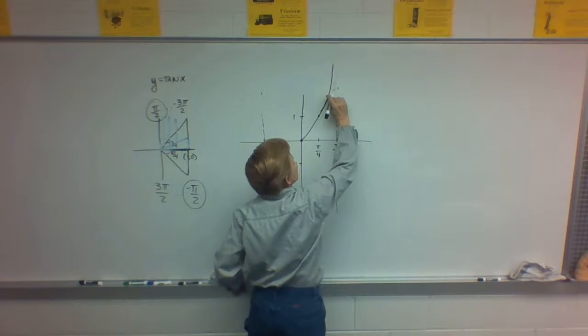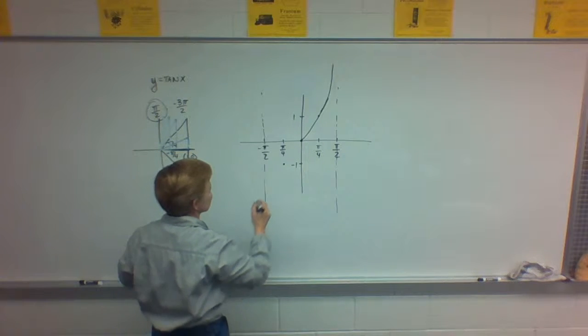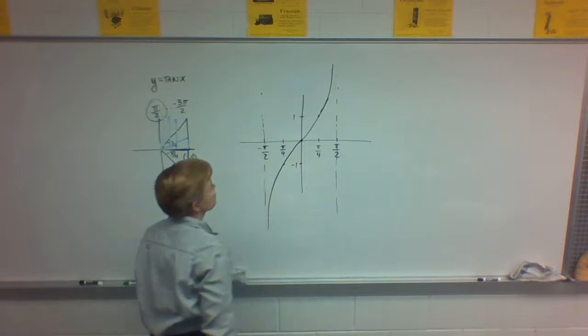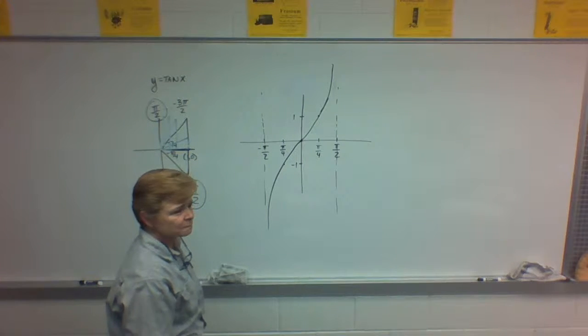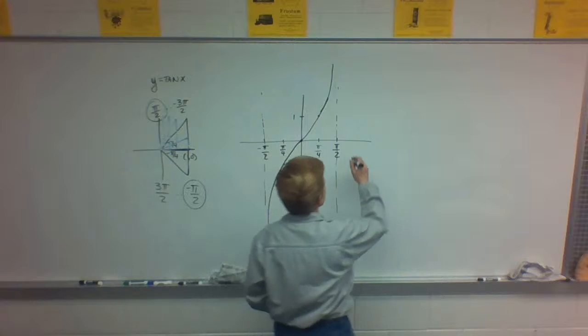More like that. And then down here, the very same thing is going to happen. This will be small but negative until it gets to pi fourths where it's 1. And that's your first branch. It's not very exciting. First branch of tangent.